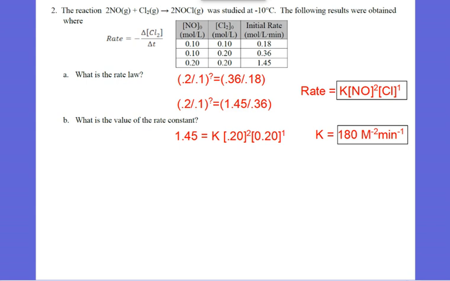So we have some data here. It is a reaction between nitrogen monoxide, chlorine, and we're making NOCl, nitrogen, oxygen, and chlorine. I can't remember the name of that thing. But what we're going to look at is how changing these values is impacting the rates, right?